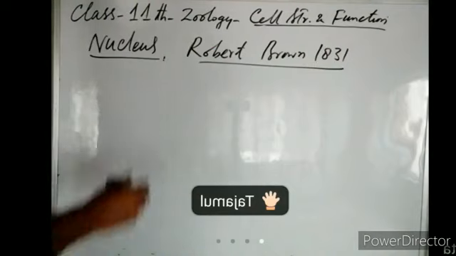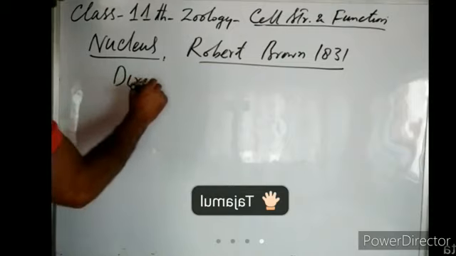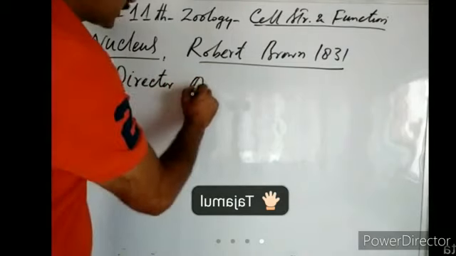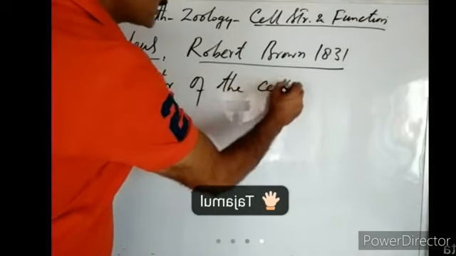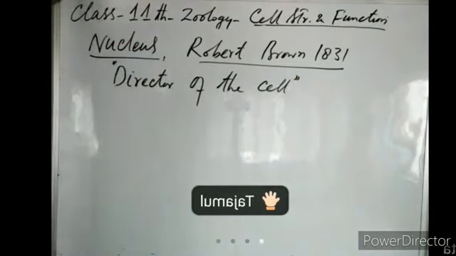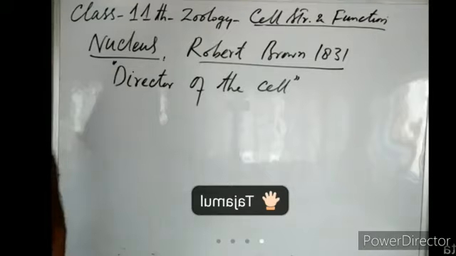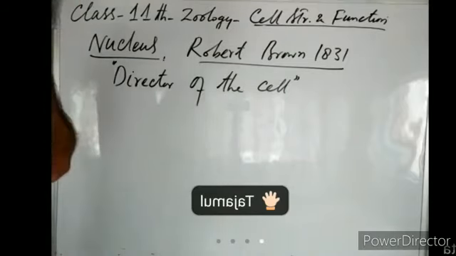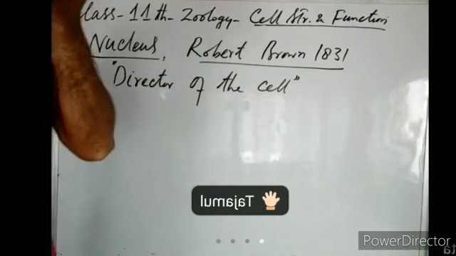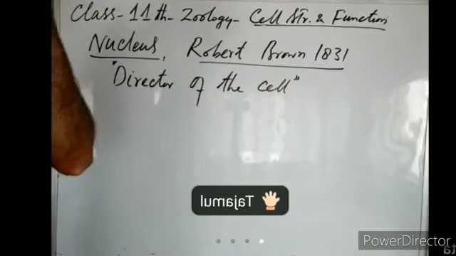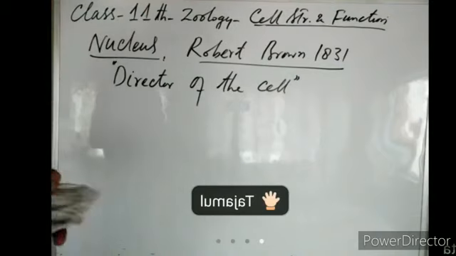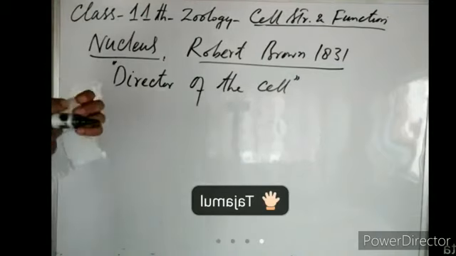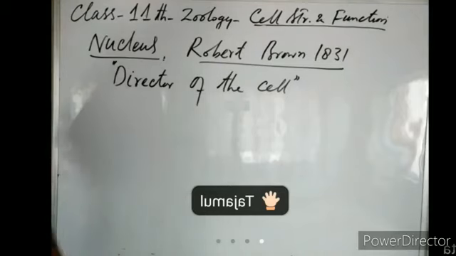This nucleus is commonly known as director of the cell. Why is the nucleus commonly known as director of the cell? Because all the cellular activities, all the metabolic processes of the cell, are under the control of nucleus. That is why we call it director of the cell, right? Do all cells have nucleus?